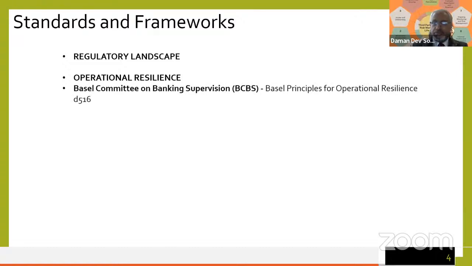So first of all, BCBS in the financial sector, and again, it's an evidence that there's more focus on operational resilience in the financial sector compared to other sectors, but the need, the concepts, the principles are equally applicable to all companies in all sectors anywhere in the world. So BCBS, Basel Committee on Banking Supervision, through its principles for operational resilience, document D516 touches upon TPRM.